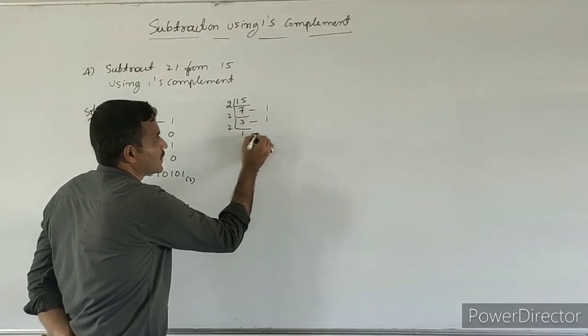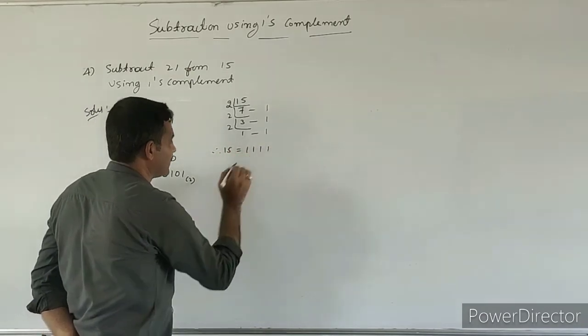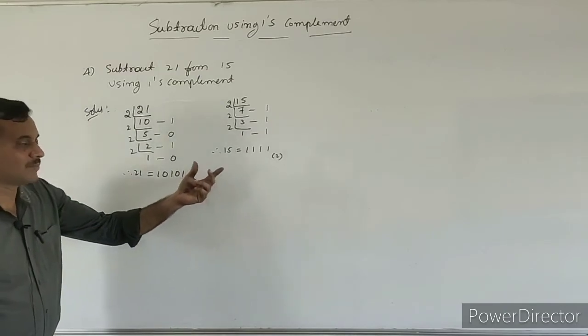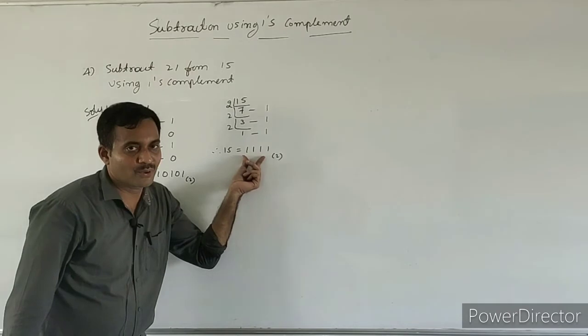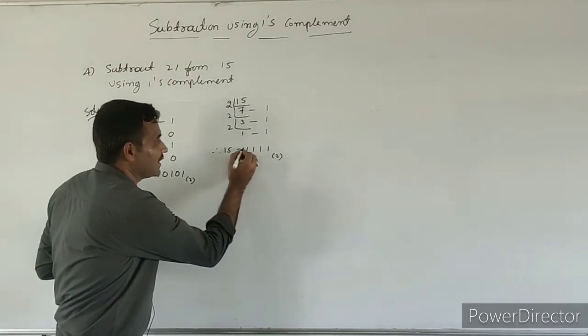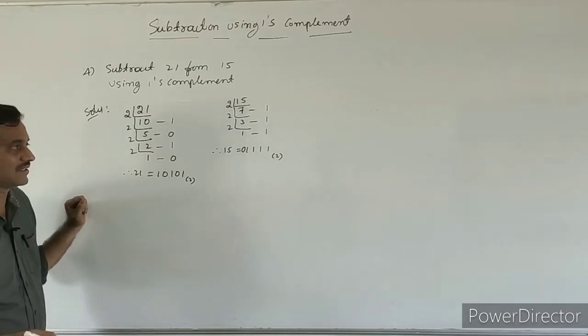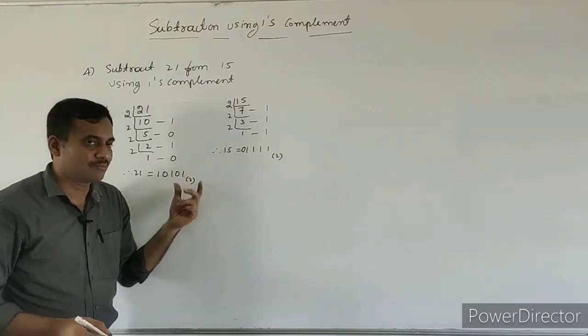2 1s are 2, remainder is 1. Therefore 15 is equal to 1 1 1 1 in base 2. Then observe the number of bits. Here there are 5 bits, and here there are 4 bits. First make them an equal number of bits by adding 0 to the more significant bit. If they are not equal, add 0 to the more significant bit.